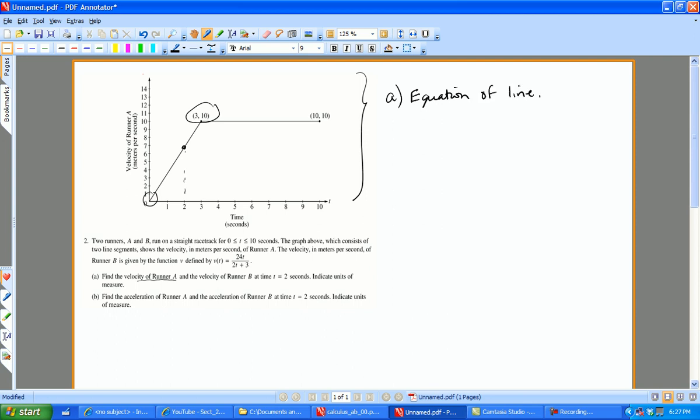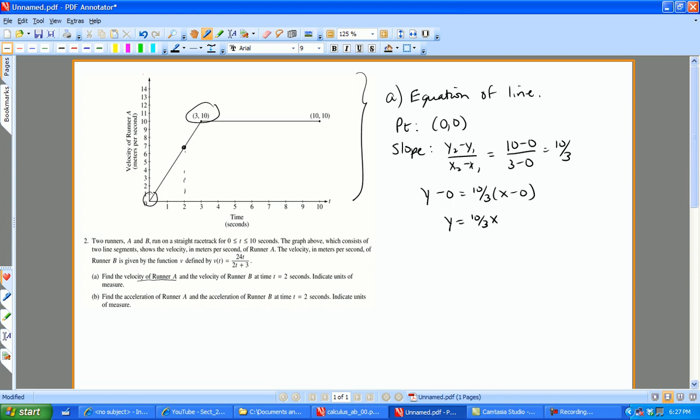Okay, how do I find the equation of a line? Well, I just need a point. I have 2 of them to choose from. I think I'll choose (0, 0), and I need a slope. To find the slope between 2 points, I just do y2 minus y1 over x2 minus x1. So I get 10 minus 0 over 3 minus 0, or 10 thirds. That means the equation of the line is y minus 0 equals 10 thirds times x minus 0, or in other words, just y equals 10 thirds x.